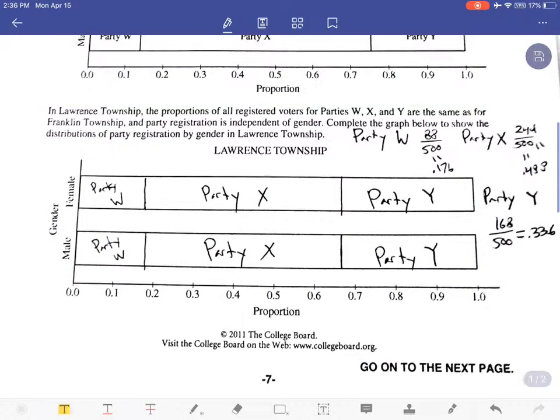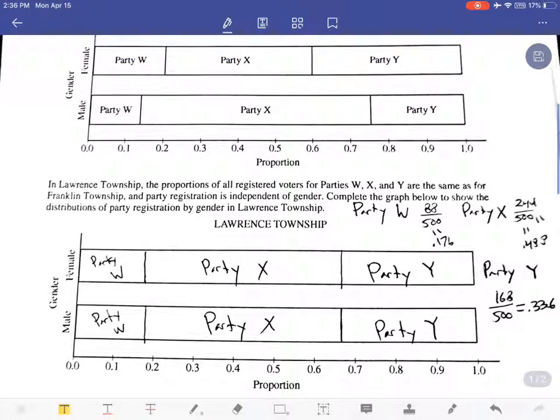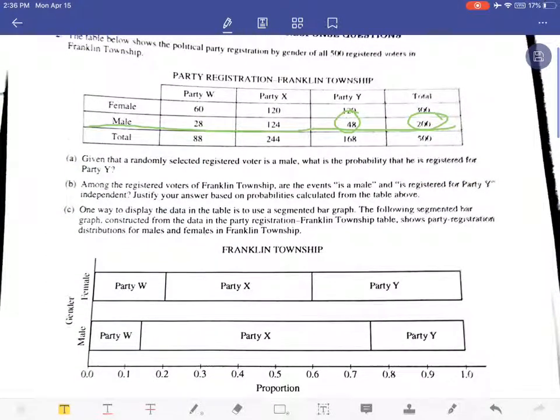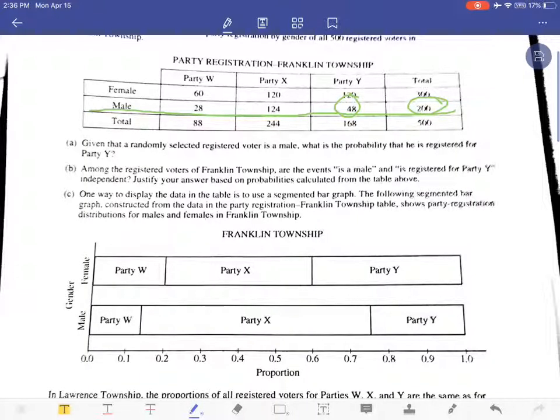All right, and then the last one, it says Lawrence Township, so this second township, has the same proportions as Franklin, but they are independent. So that means that the same proportion of men and women are in each party. It doesn't matter what gender they are. So it says make a segmented bar graph. So to find those probabilities, you're just going to do the total party amounts each divided by 500 right there.